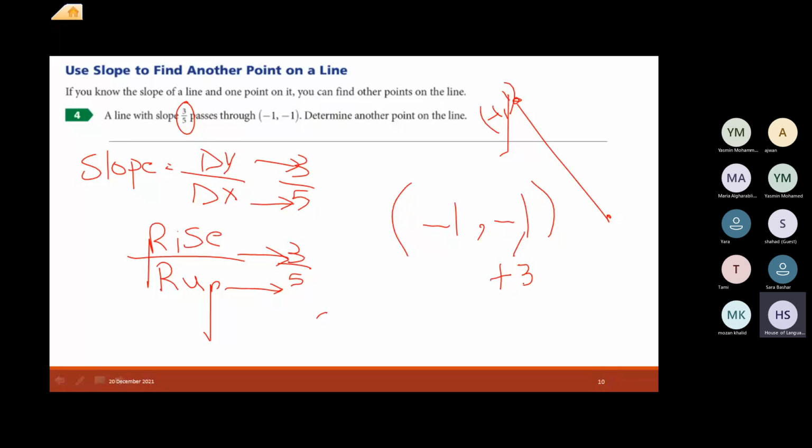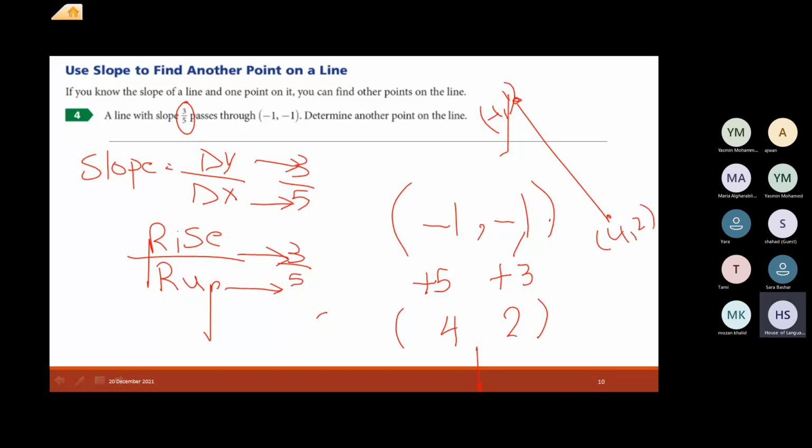A change of y, that means, where is the y coordinate? The second one. I will add 3 down. And where is the x? 5. Where is the x coordinate here? It's 5. So I will add 5 down. Now, after I added them, I will get my new coordinate. -1 plus 5, 4. -1 plus 3, 2. So the second point will be 4, 2.